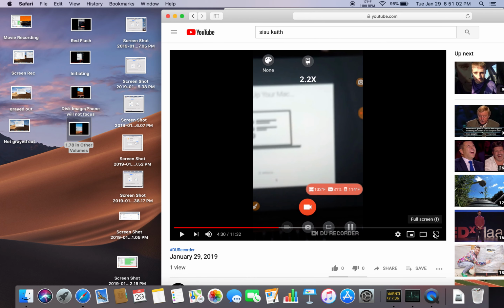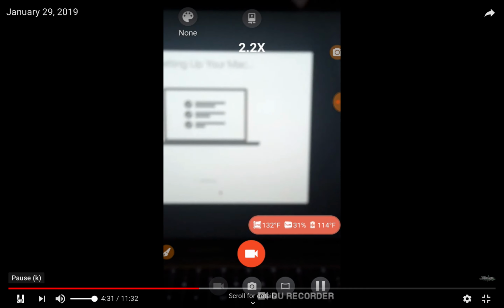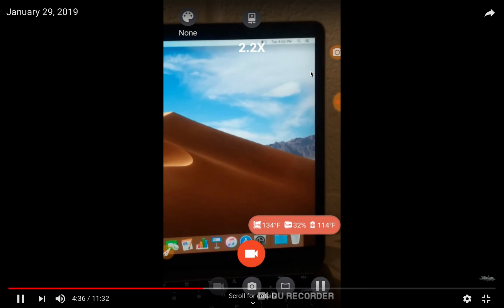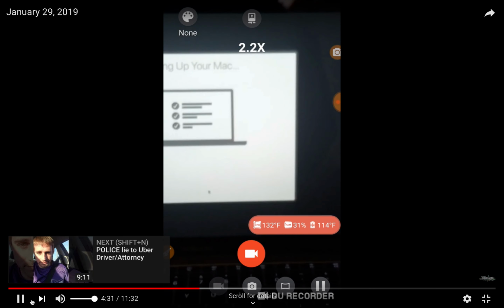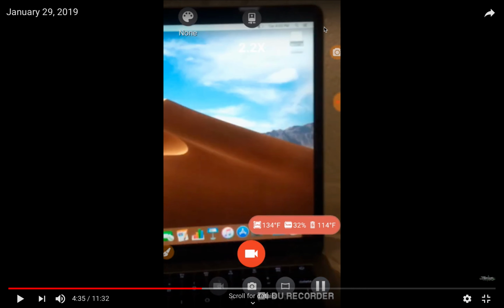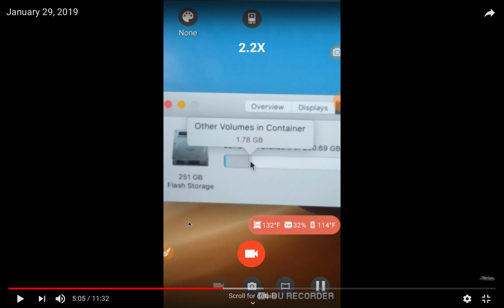Here it is. I'm going to expand it here, and here it is setting up. One sec, no. One sec. Yeah. And there's the disk image. It just showed up. Did you see something was there? There it is setting up. Yeah. There's a disk image that always shows up. And then here, 1.78 GB is already used in other volumes.